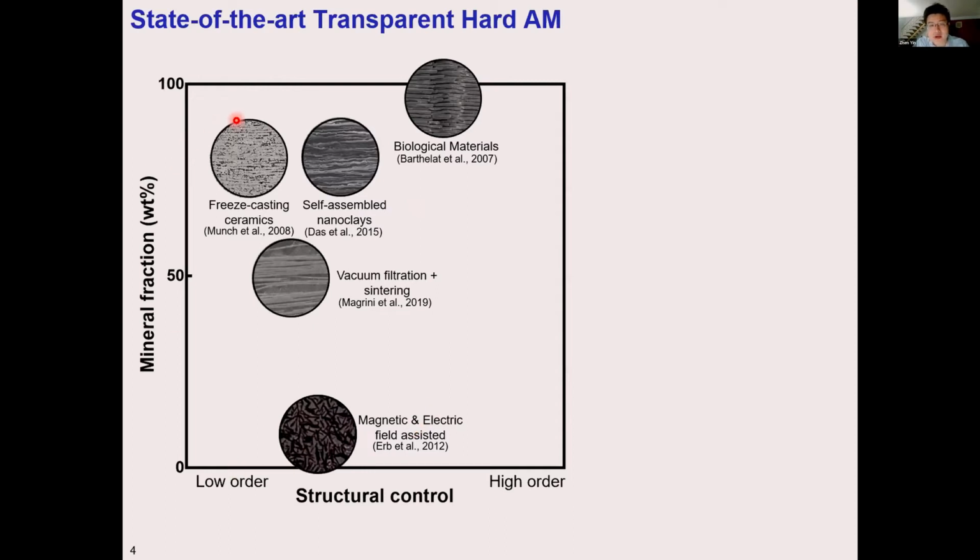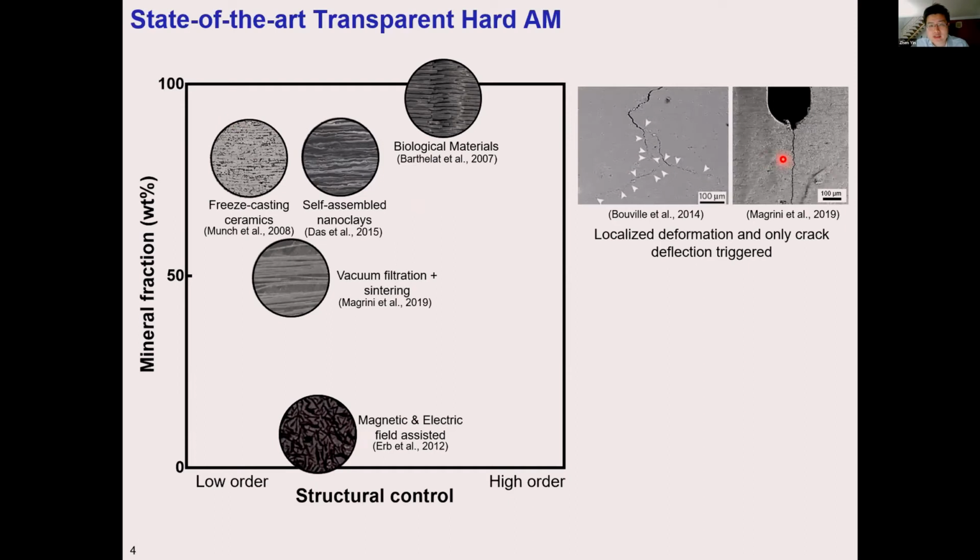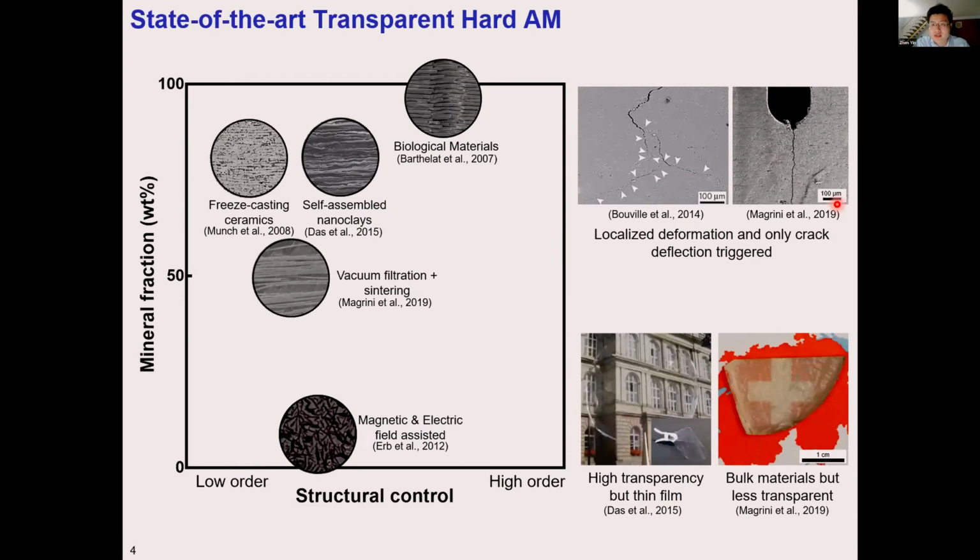So that leads to two problems. The first one is that they usually tend to lead to localized deformation, and usually only crack deflection is triggered in those synthetic materials. This limits the energy absorption and deformability. The other problem is mostly associated with transparent architectured materials. For sure, we can make very thin film materials which look transparent, but all kinds of thin film materials can look transparent.